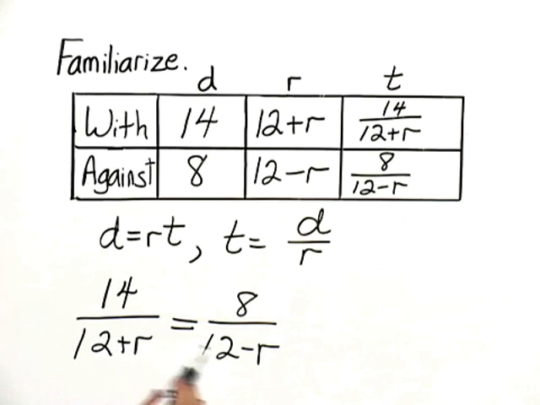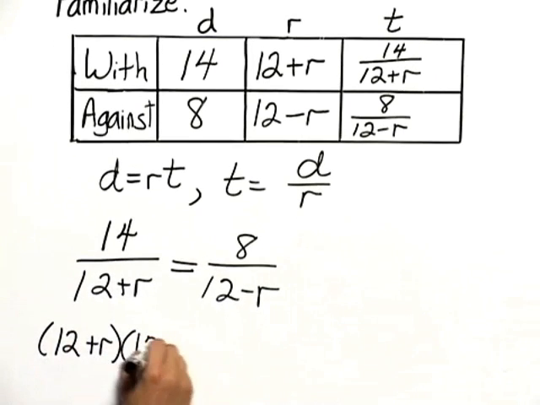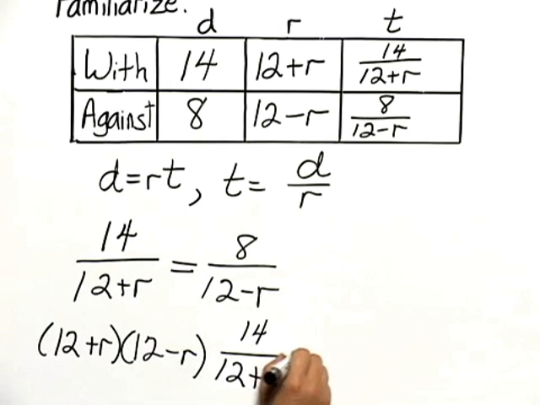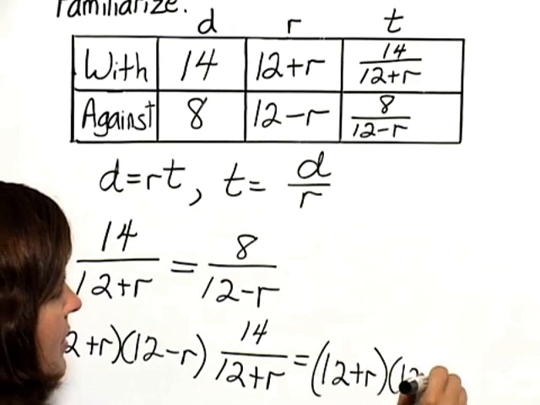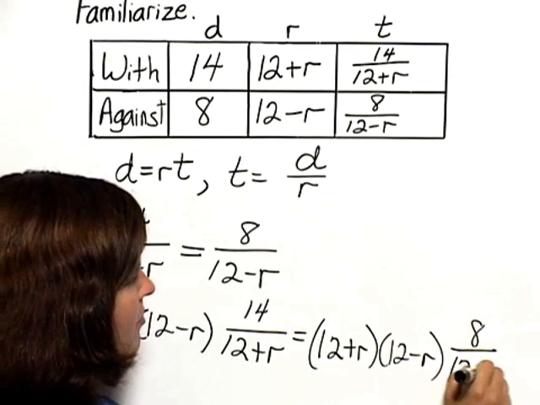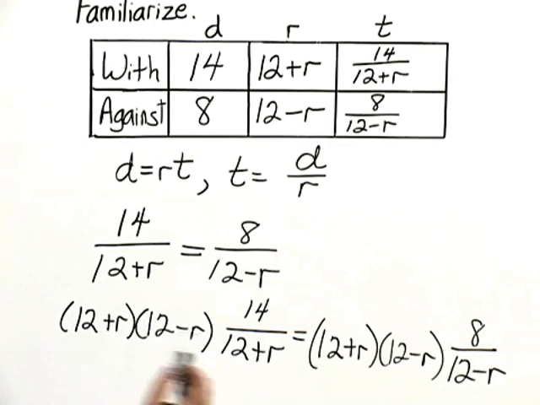The least common multiple of the denominators is 12 plus r times 12 minus r. So to clear the fractions, we multiply both sides of the equation by 12 plus r times 12 minus r. Multiply that by 14 over 12 plus r. That's the left side of the equation, and we also have to multiply it by the right side of the equation. That is times 8 over 12 minus r. This will enable us to cancel the fractions or clear the fractions.